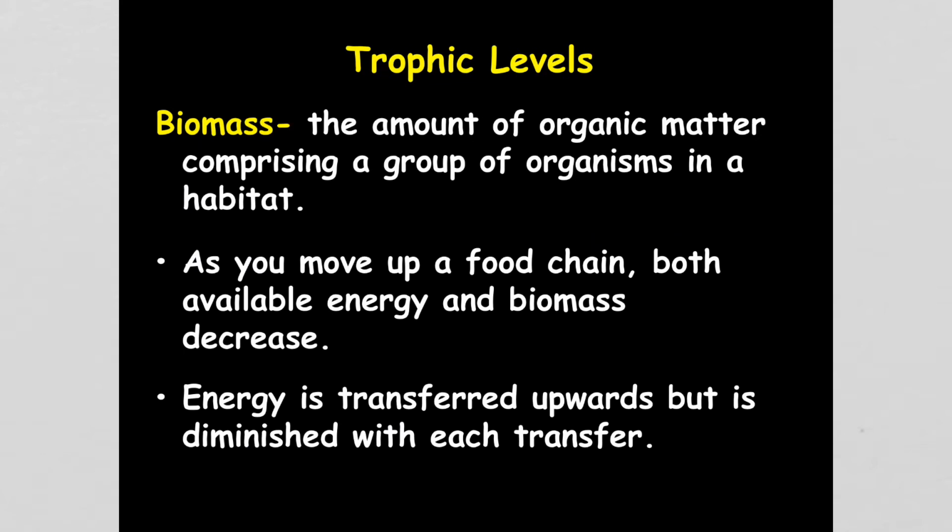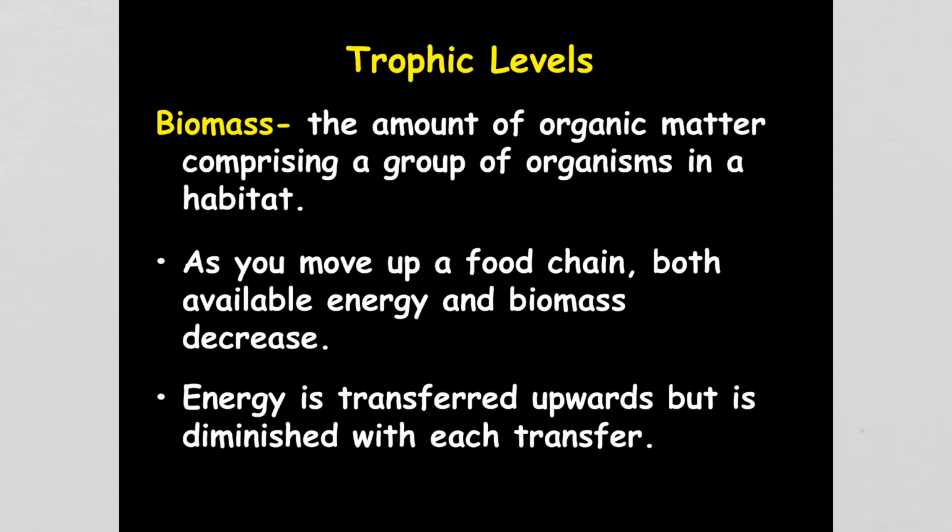So trophic levels have to do with biomass. Biomass is the amount of organic matter comprising a group of organisms in a habitat. It could be a population or a particular combination of populations of organisms in an ecosystem or habitat. So biomass refers to the total amount of that organism. For example, a wolf has more mass than a mouse, but the total biomass of small rodents in an ecosystem is going to be larger than the total biomass of the large predators. And I'll show you some more examples of that.